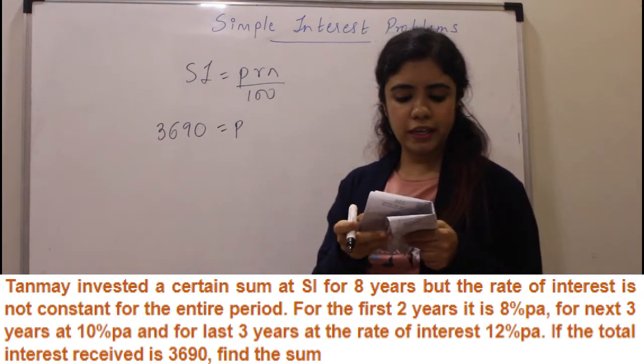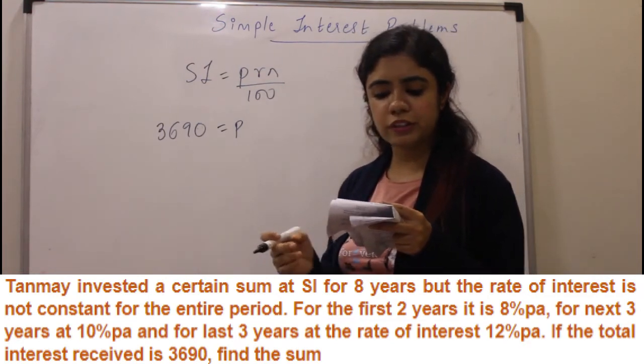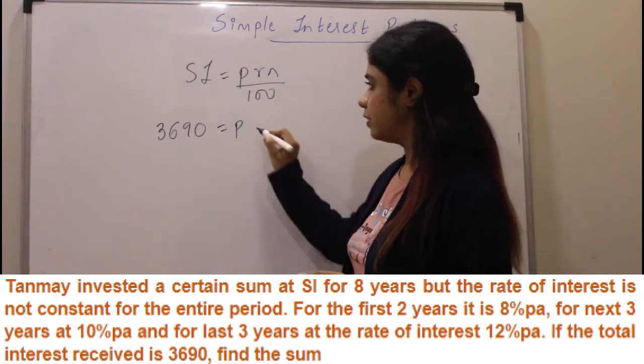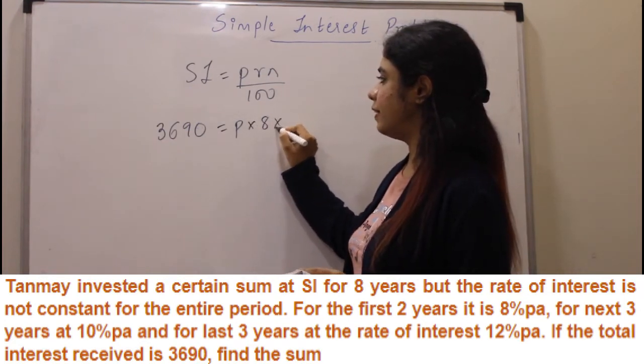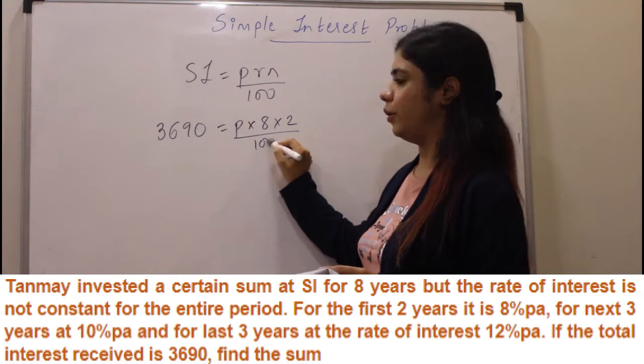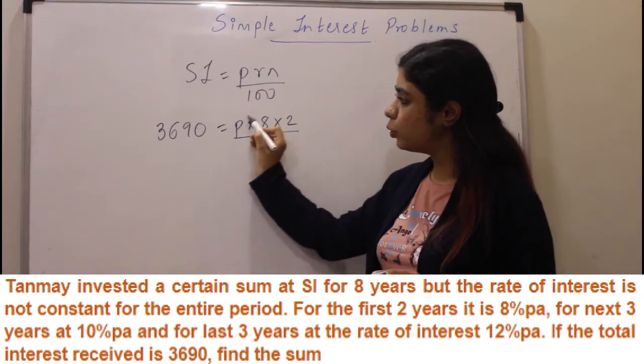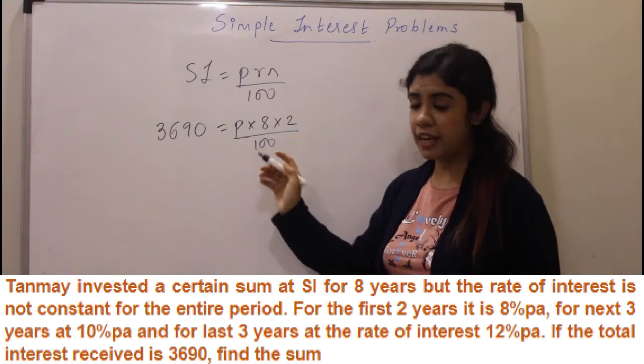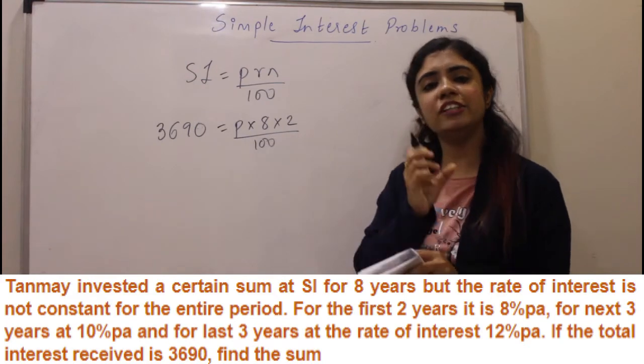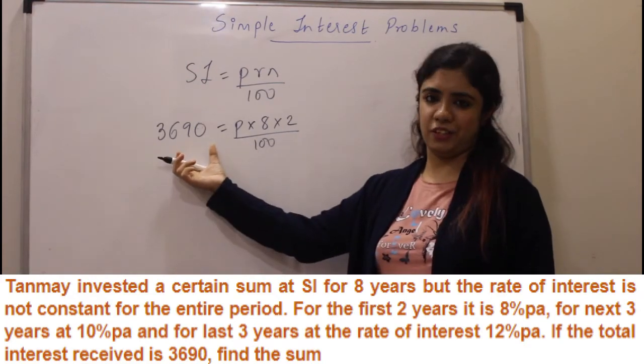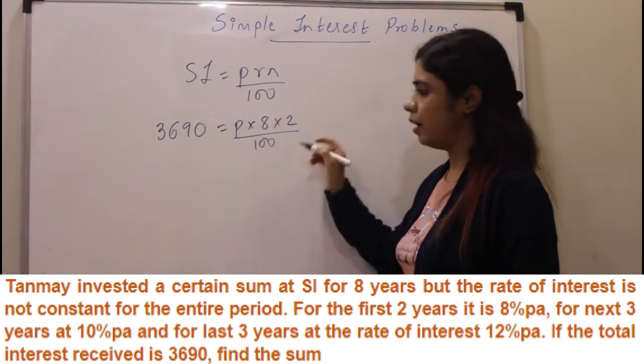तो पहले क्या बोला है? For the first 2 years the rate of interest is 8%. So the rate is 8% for 2 years upon 100. ये पहले 2 साल का इंटरेस्ट है. ठीक है, हमारा 8 साल का इंटरेस्ट टोटल मिला के 3690. ठीक है, तो ये तो 2 साल का हुआ.